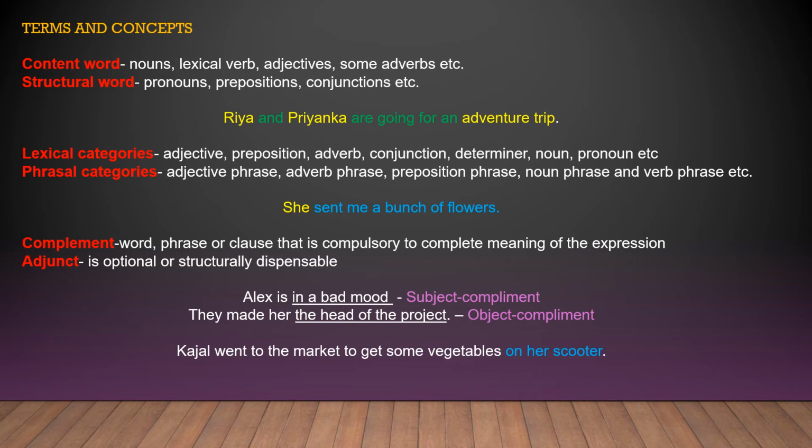In complement we have two types: subject complement and object complement. The first sentence is an example of subject complement. We have "Alex is in a bad mood." Alex is the subject in the sentence. Okay, and this part, "in a bad mood," is telling you about the mood of Alex. That means it is telling you something about the subject, that's why it is the complement of the subject.